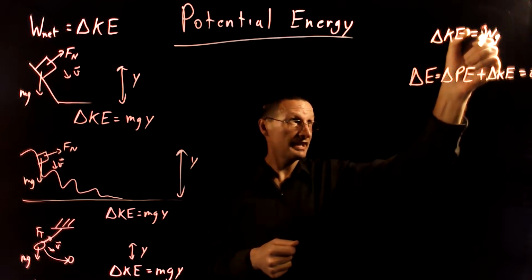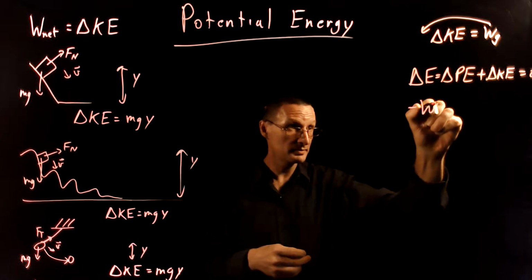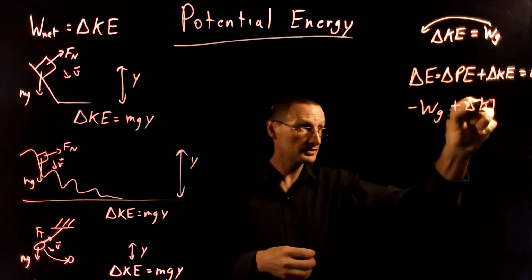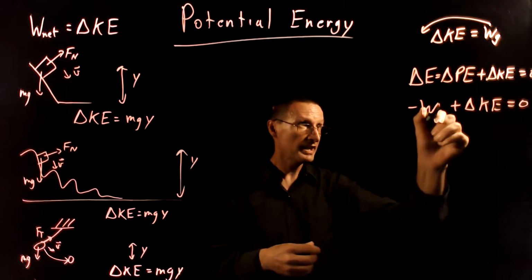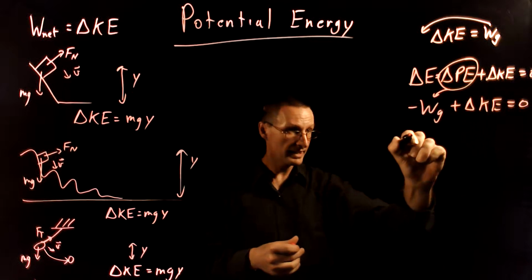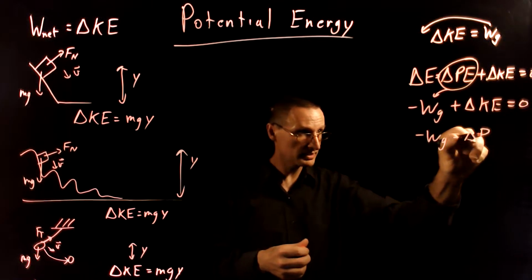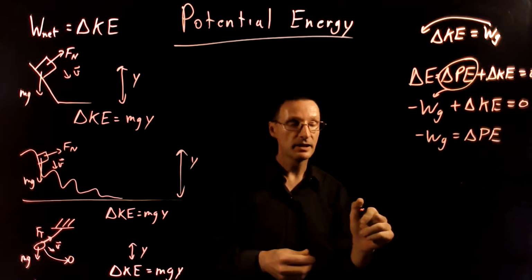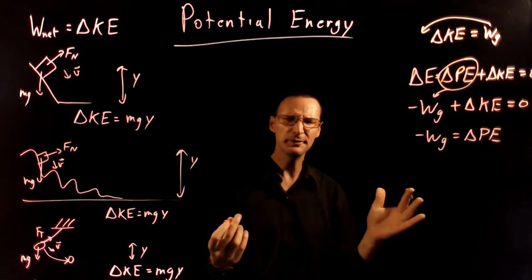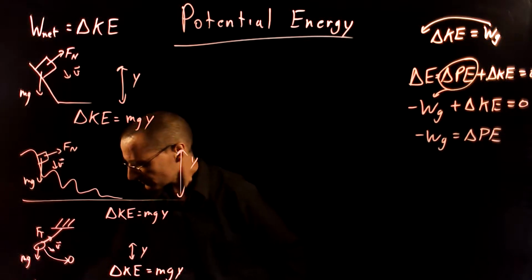So to make this like that, I need to move this to the other side, and so it needs to become negative. So the negative of the work done by gravity, plus the change in kinetic energy, will be zero. That means that this term here is that term. That is, the negative of the work done by gravity is the change in potential energy. So I'm defining potential energy to be the negative of the work done. Does that bother you? Well, let's think about why we would do such a thing.